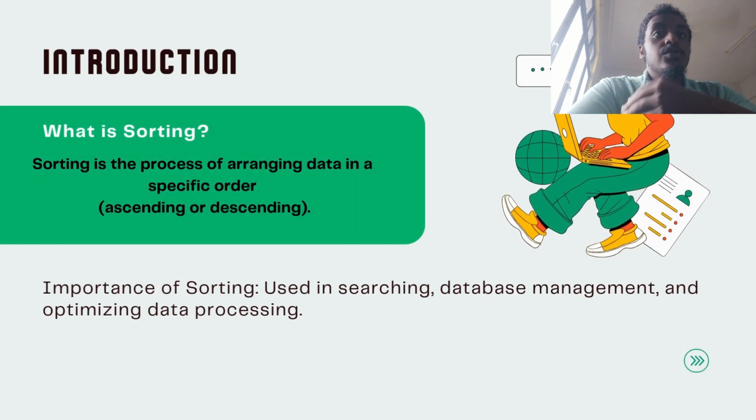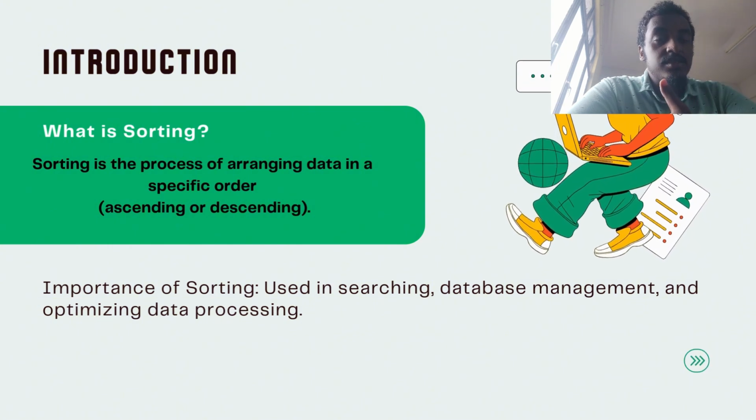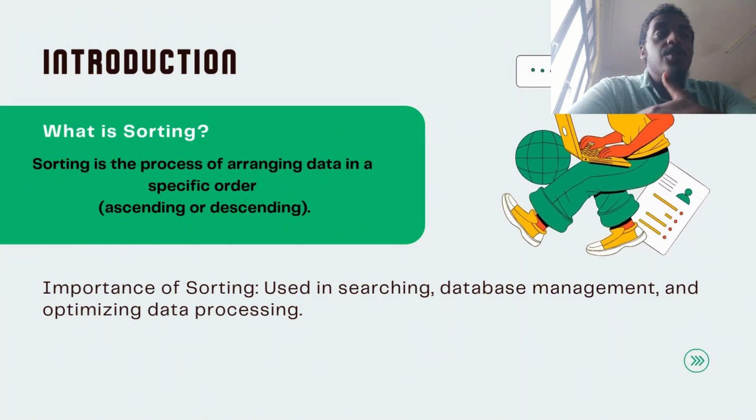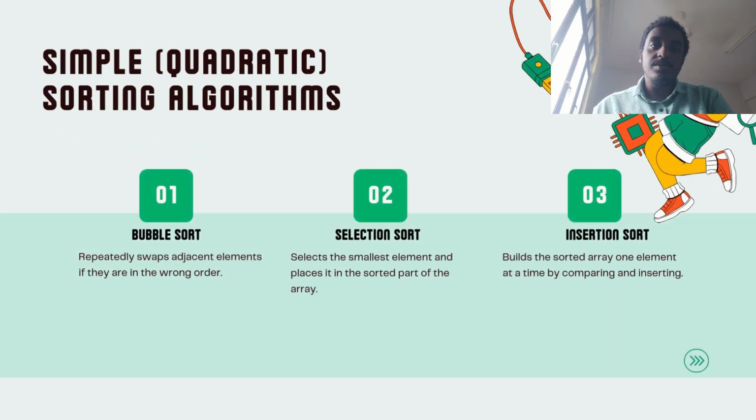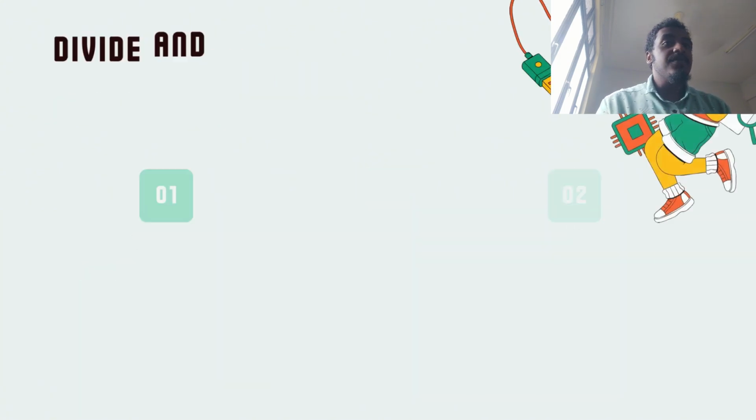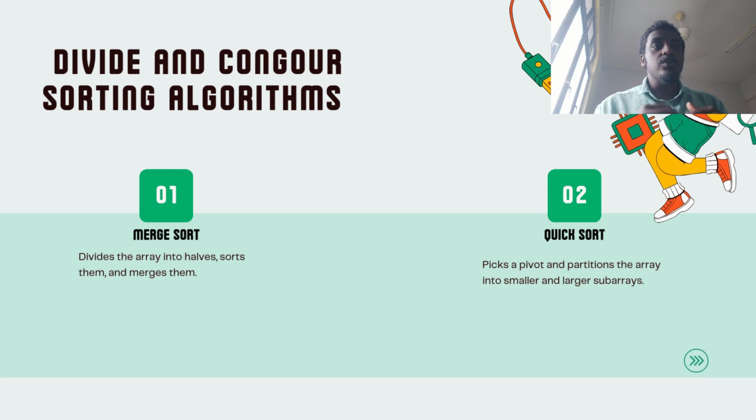So, sorting is the process of organizing data in ascending or descending order. It's essential for optimizing tasks like searching, data analysis, and so on. Sorting algorithms are broadly categorized into two categories: quadratic algorithms, which are simple but slower, and divide and conquer methods, which handle large data sets more efficiently.